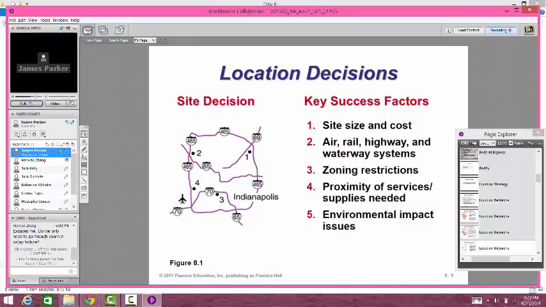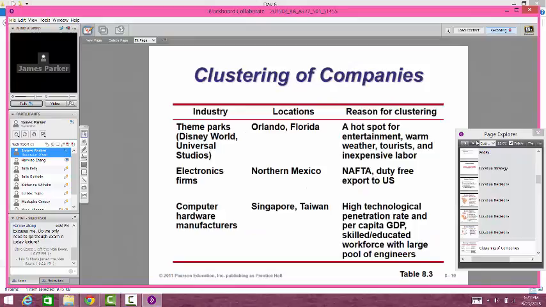Air, rail, highway, waterway systems. Again, those are huge factors because they relate to your ability to get the product around. Wide open spaces do allow you to move product quite quickly as compared to a congested area. Clustering of companies. This is a concept.